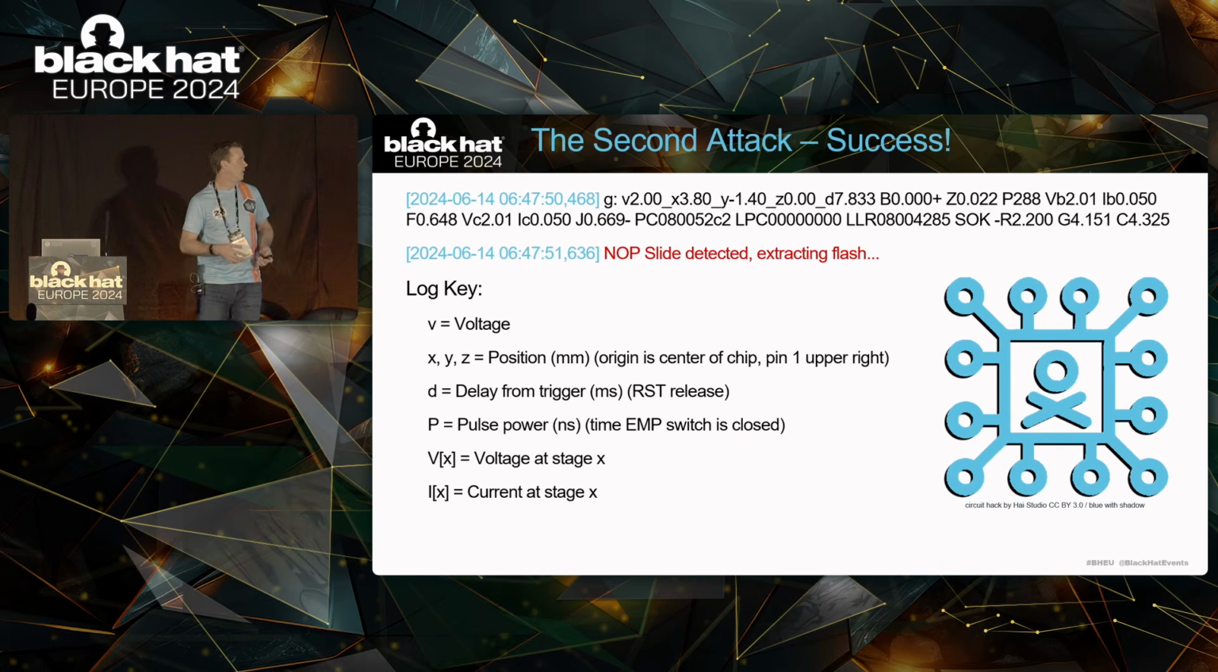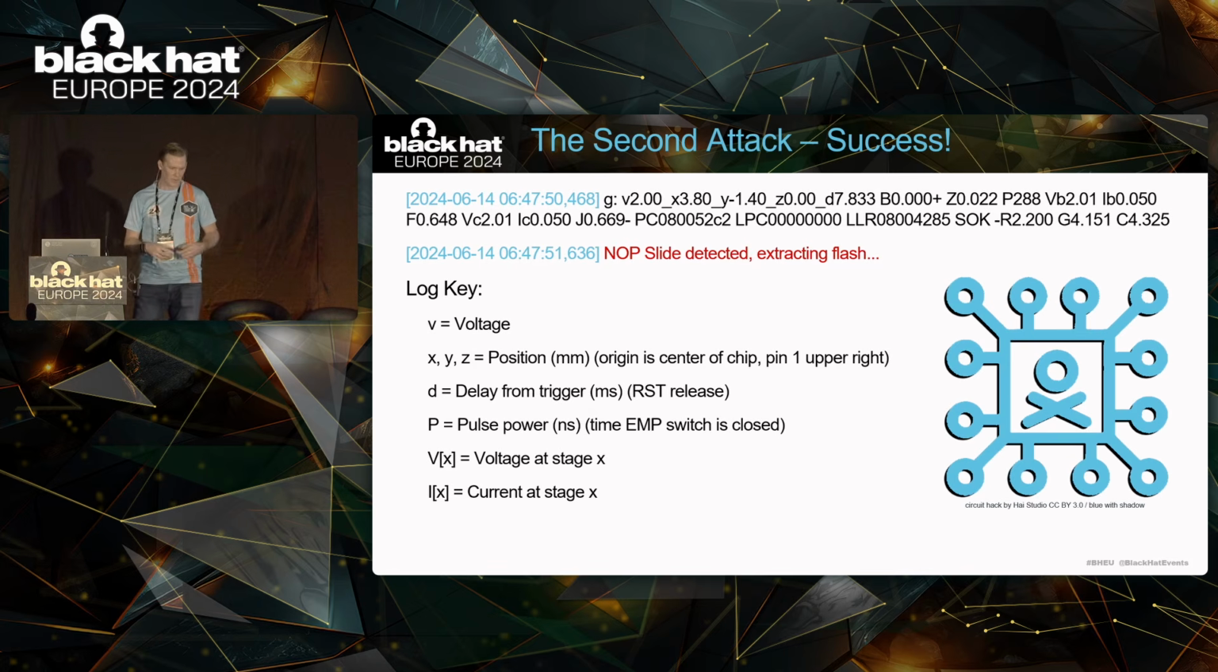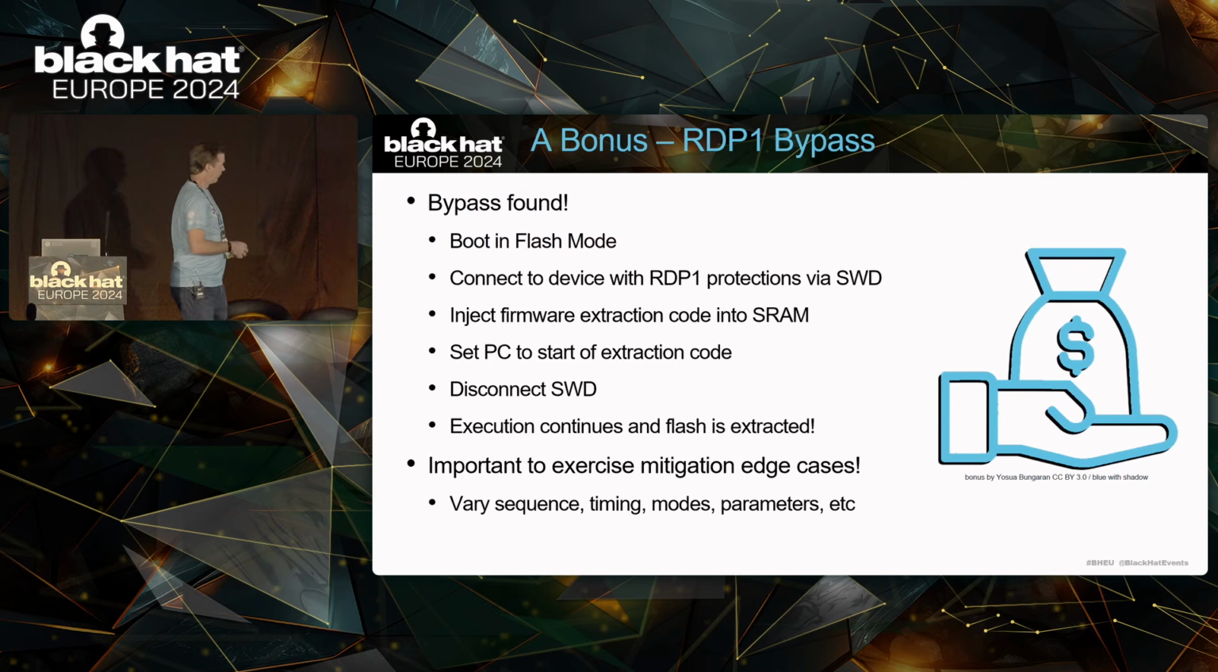And so here you can see the log line. We're operating at 2 volts. These are the coordinates of the glitch in XYZ. We're using a delay of 7.8 milliseconds, and the EMP switch was open for 288 nanoseconds. And we were able to get it to jump to our NOP slide, slide down to our firmware extraction routine, and extract the firmware. So we were happy to get to this point after such a long effort.